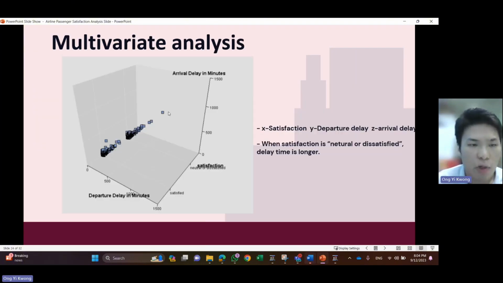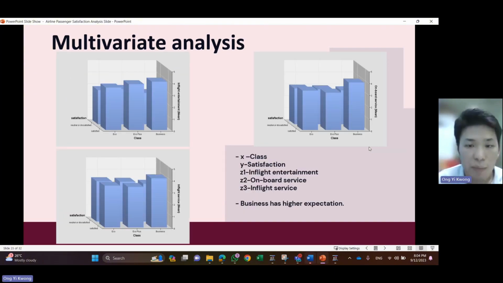Moving on, I will talk about the multivariate analysis. For this analysis, we have plotted a few 3D graphs. Here is one of them, a scatter plot. The X is satisfaction, the Y is departure, and the Z is arrival. We can see that when it's satisfied, the delay time is shorter compared to when the satisfaction is neutral or dissatisfied.